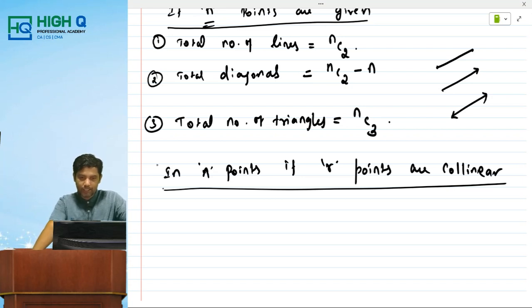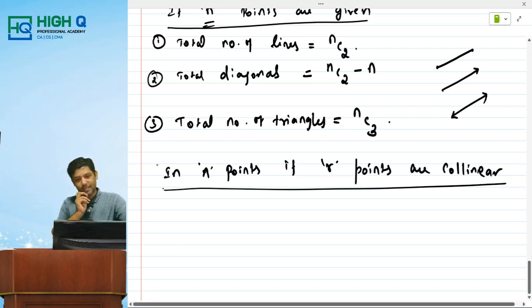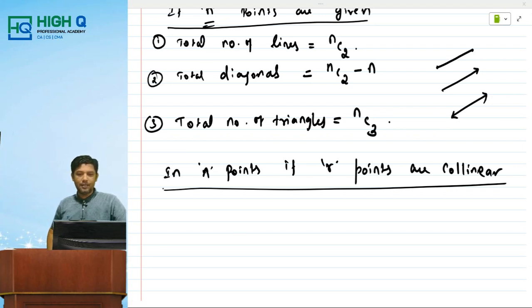Rupali Pandey, collinear means simultaneous points in the same line. Yeah, right. You are right. Rupali, Uzma, are you there? Yes, sir.